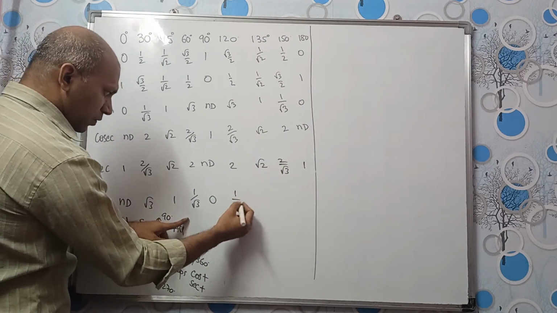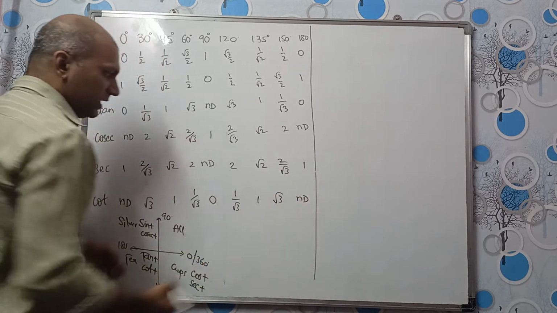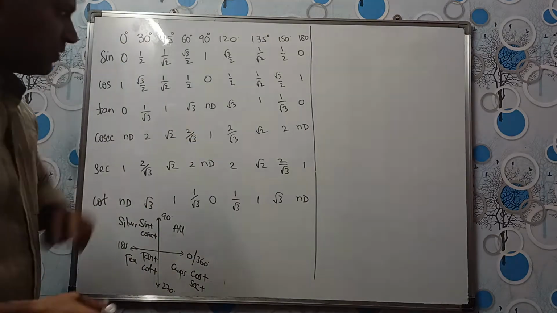Here 1 by root 3, 1, root 3 and not defined, right? So these will be the values. But what about the signs?